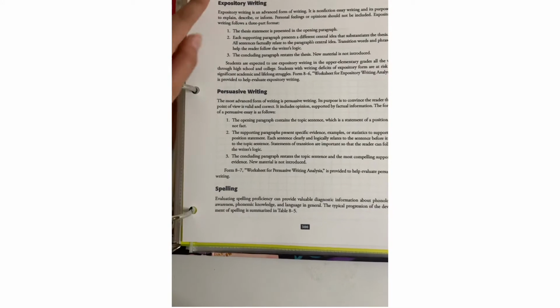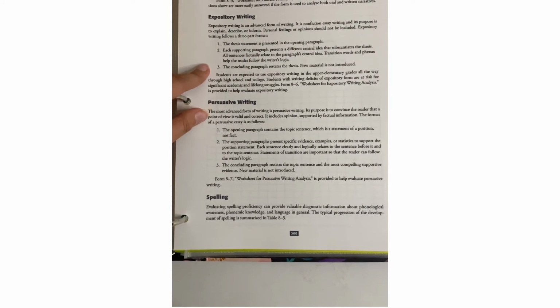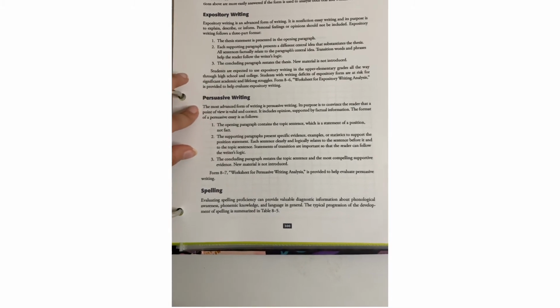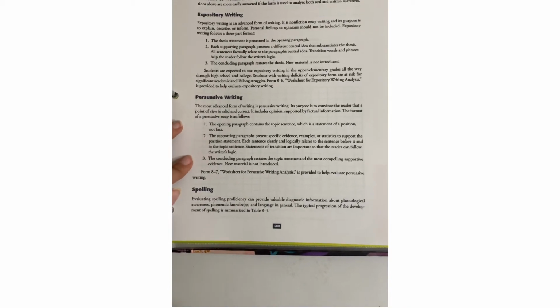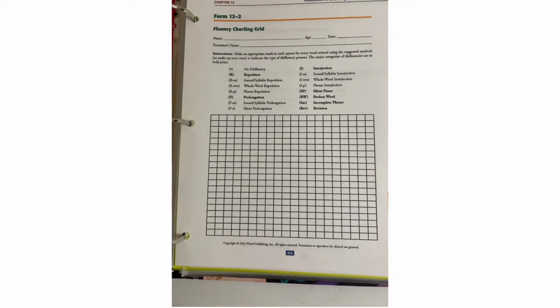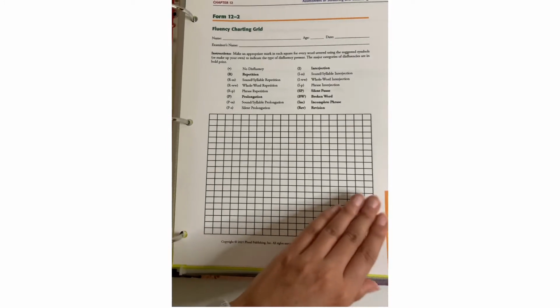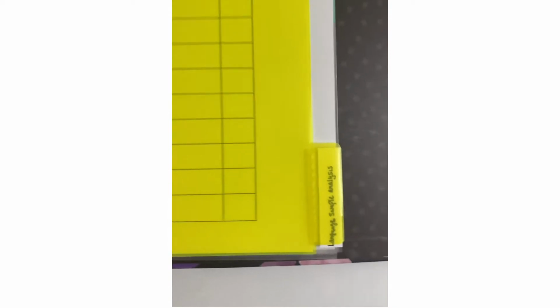As well, it continued on, and then a section about expository writing and the three-part format for it, and the persuasive writing. And it has a format of a persuasive essay, for example. And here's Form 12.2 Fluency Chart Grid. And Form 8.5 Worksheet for analyzing a writing sample. And here's the next section, which is language sample analysis.